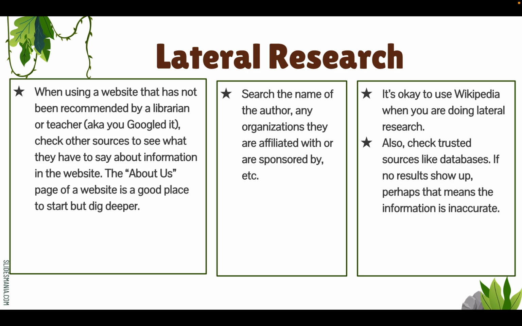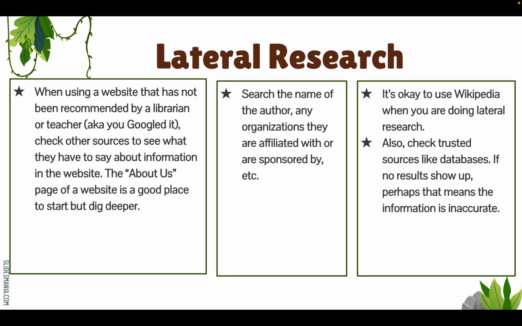The About Us page of a website is a good place to start, but dig deeper. Search the name of the author, any organizations they are affiliated with or are sponsored by, etc. It's okay to use Wikipedia when you are doing lateral research. Also, check trusted sources like databases. If you're doing a search in a database and no results show up, like with Kelvinic University, Lyle Zapata, etc., perhaps that means the information is inaccurate.